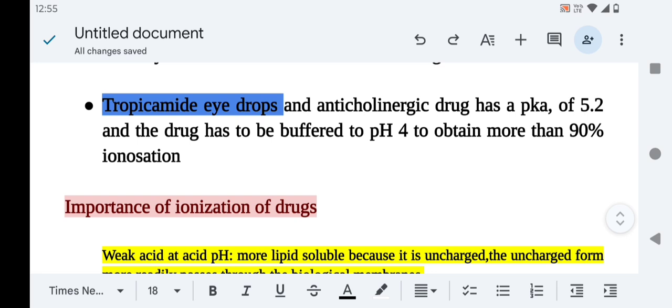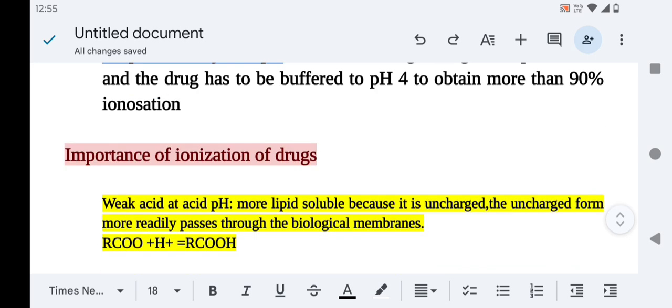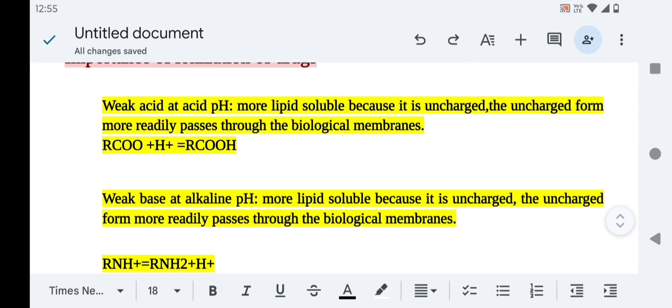Importance of ionization of drugs. Weak acid at acid pH is more lipid soluble because it is uncharged. The uncharged form more readily passes through the biological membranes. RCOO- plus H+ is in equilibrium with RCOOH.